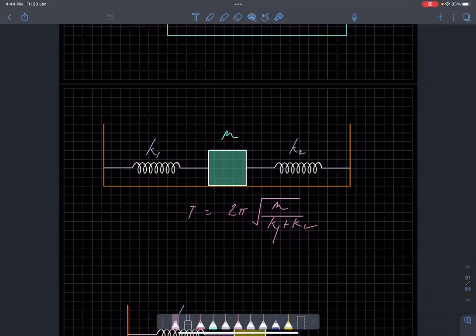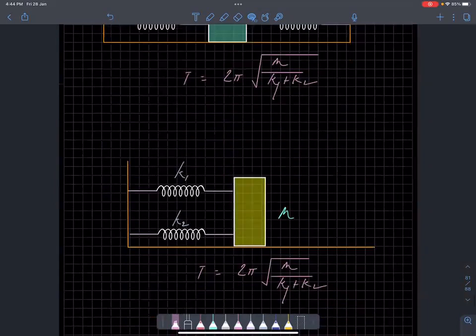So I'm not doing everything. You should be able to directly write this. Even if you do it by the force method or the energy method, the law of conservation of energy, you will get the same answer. Clear?